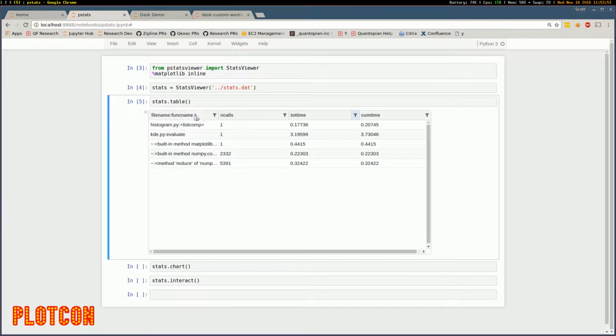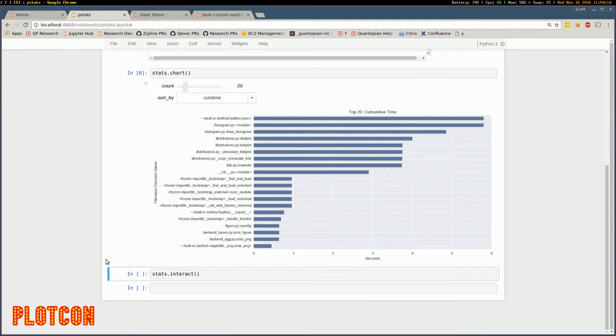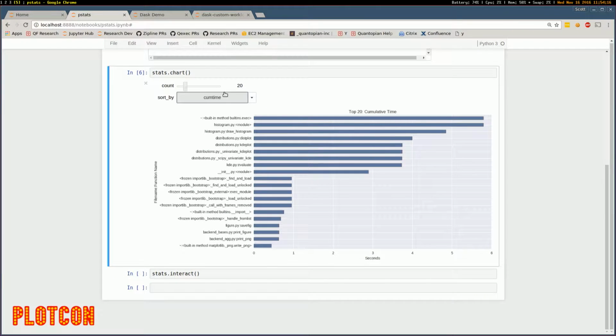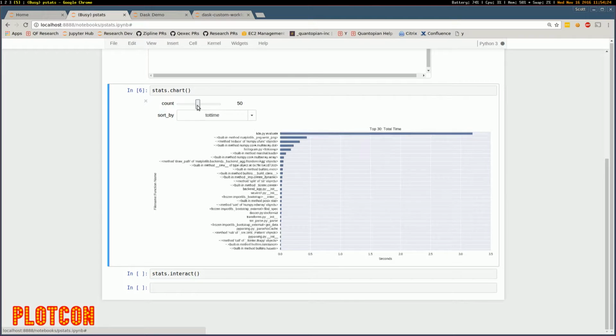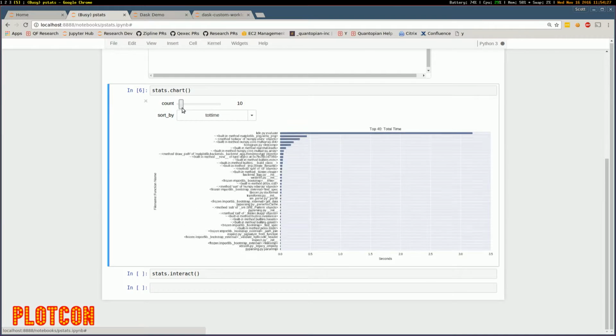And I can look and see, okay, I'm spending most of my time in, if I can click on this here, I think numpy.reduceAt. So this is nice, where we've got a little bit more interactivity here. But then I think the real power here is that I can generate charts from this as well. And I can use the IPython widgets to generate charts by cumulative time or by total time, and I can scale up or scale down the number of things that I want to see, and I can zoom in and I can do some other fancy things.